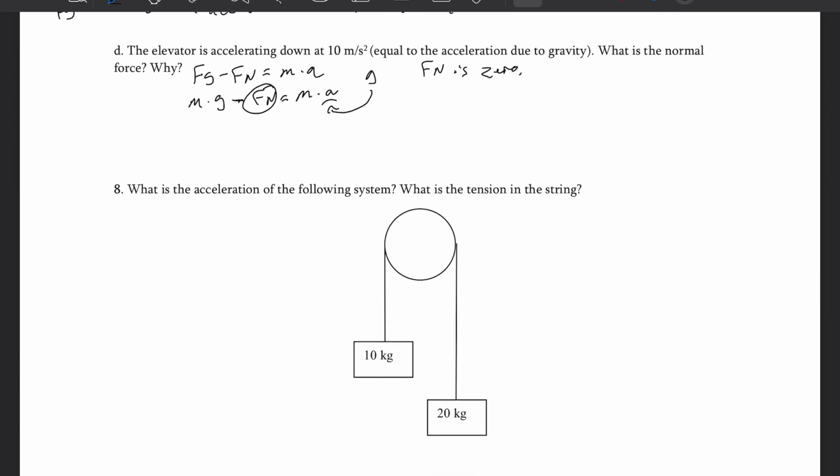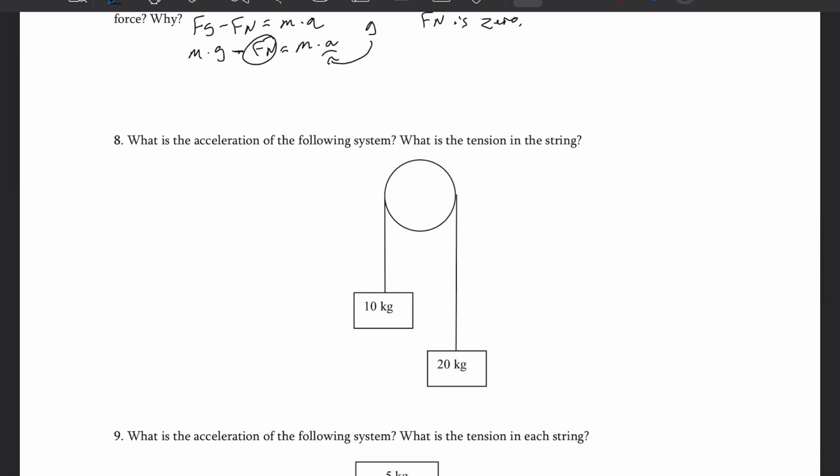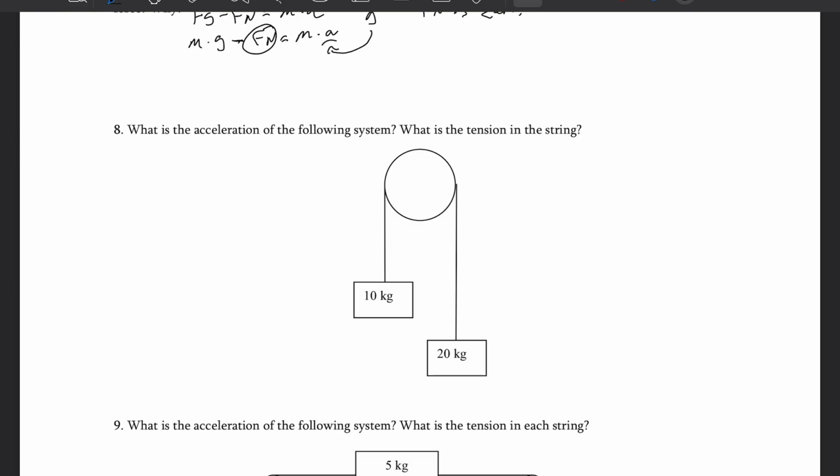What is the acceleration of the following system? What's the tension in the string? One string, one tension. Now we can look at this and know that the 20 kilogram block is going down, and the 10 kilogram block is going up. Let's use our big freaking object, BFO. We put the total mass in the center.